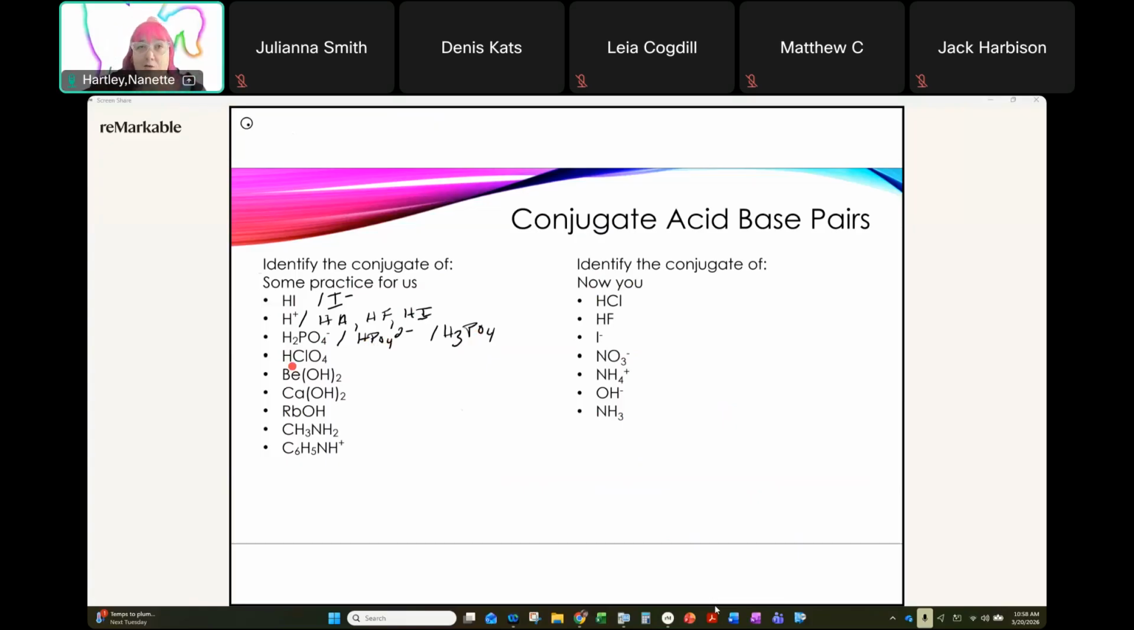I have HClO4 here. This has a proton on it. I need to take that off. So ClO4 minus is the conjugate base of that acid.